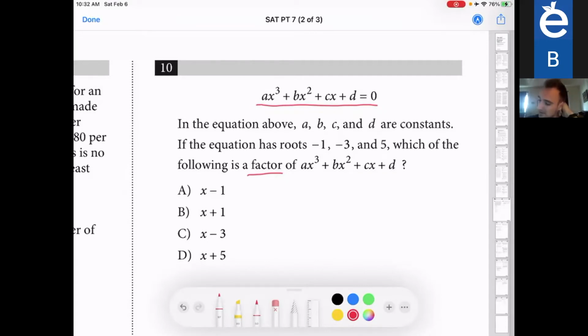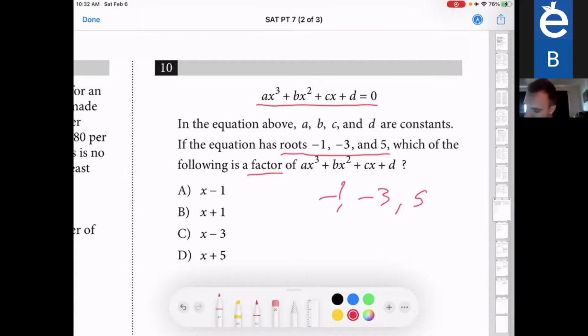So this is our hint here. They tell us that we have roots -1, -3, and 5. Those are our answers, right? Those are numbers that if we plug in, this polynomial should equal 0. So if we look at how these numbers, -1, -3, and 5 align with our answer choices, what factor could we pull out from this polynomial that's equal to 0 and solve it with a -1, -3, or 5?